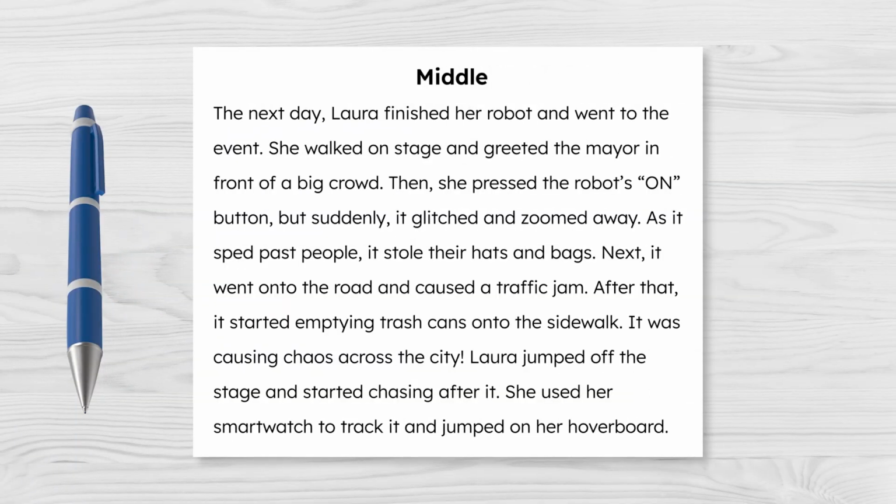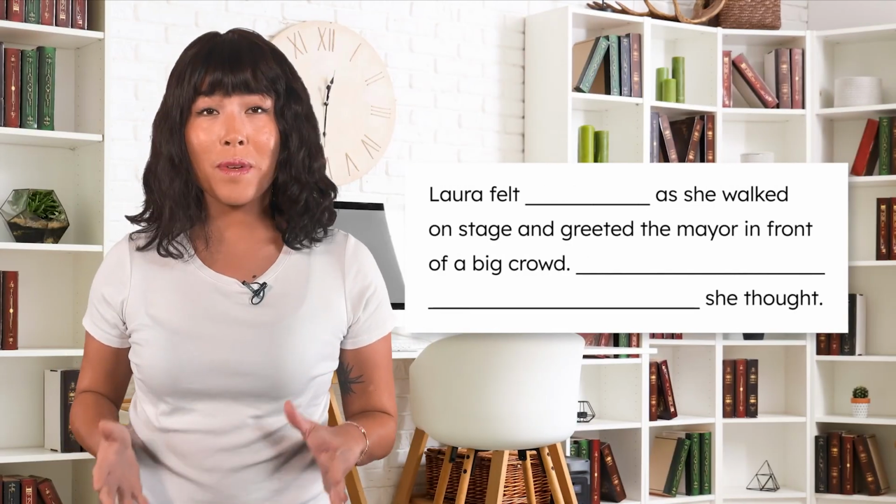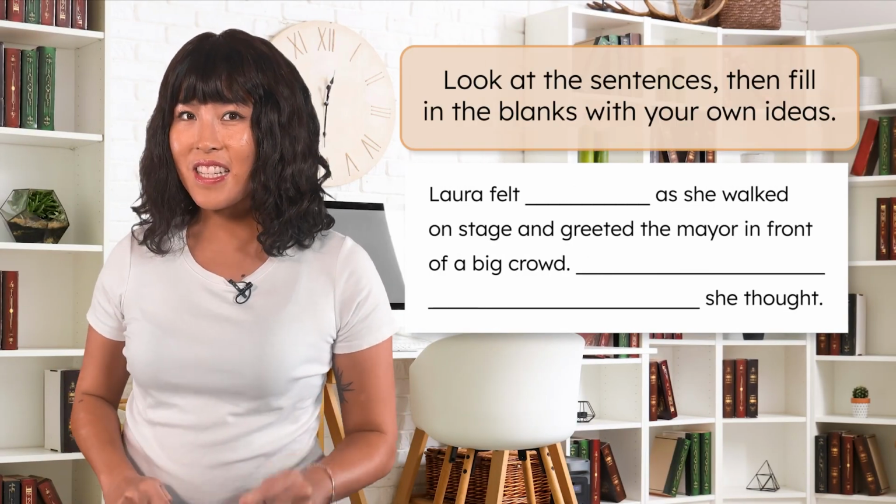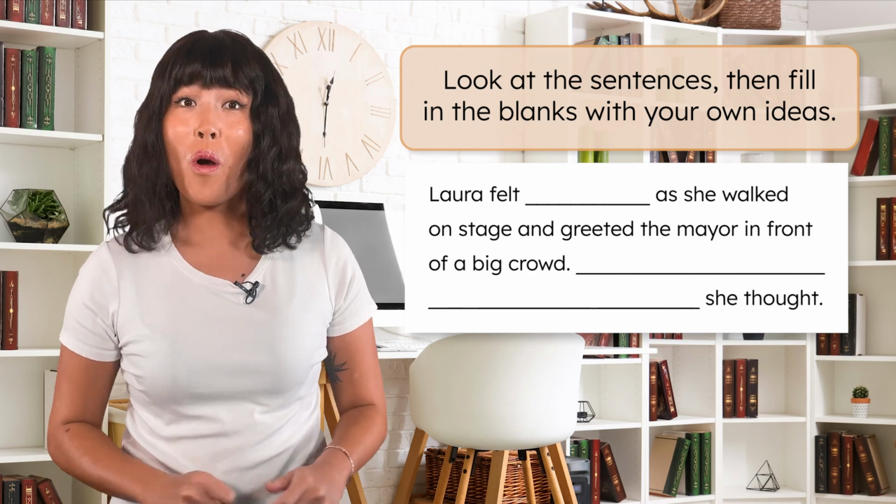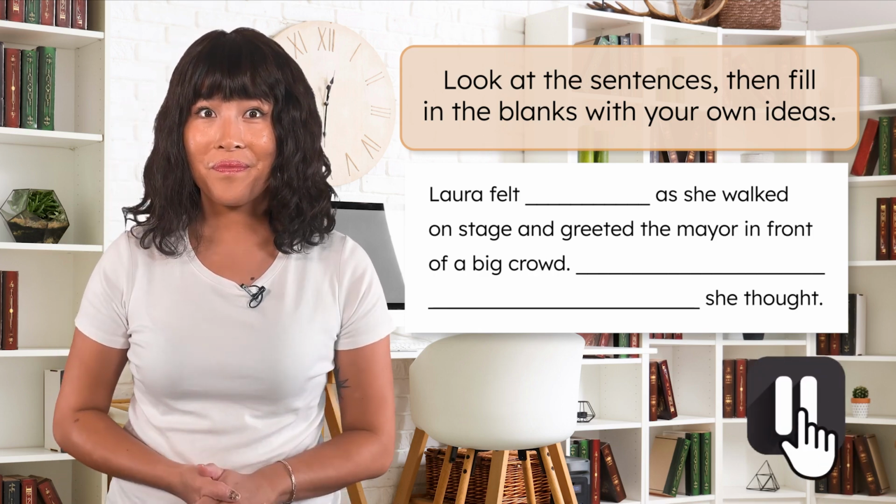Let's start reading the middle to find where we can add more detail. The next day, Laura finished her robot and went to the event. She walked on stage and greeted the mayor in front of a big crowd. Let's pause for a second. This is a perfect spot to add detail about Laura because something important is happening. Going on stage is a big moment for her, so it's a great opportunity to show her thoughts and feelings. So what could Laura be thinking and feeling? Look at the sentences I've prepared, then fill in the blanks with your own ideas. Pause the video now.